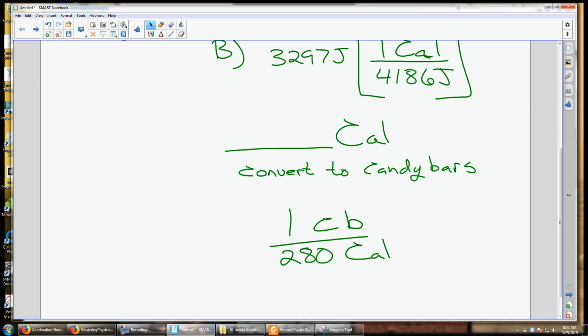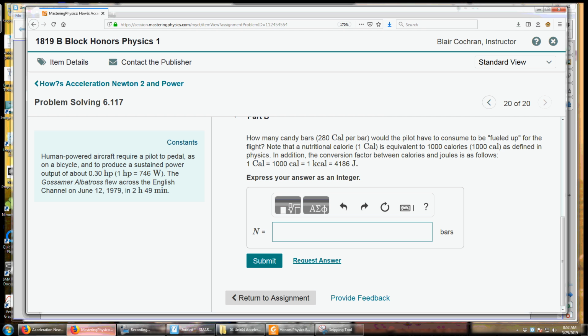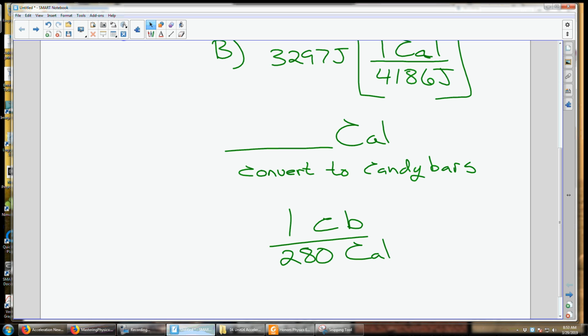If you look at your problem here, in part B, it tells you 1 big C Cal equals 4,186 joules. Other questions? Quandaries? Yes, Betty. All right, let me know when we're ready to go on to the next one, and we'll go on to 18 next.